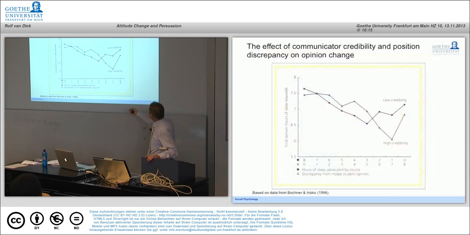You can see that both senders of the message had some impact or some effect. This was the final opinion of the students. So without any message, they would normally all say 8 hours. And you see when the sender was communicating a message that 7, 6, 5, or 4 hours of sleep would be enough, the average final opinion of the student slightly went down. And they do so irrespectively of whether it was a YMCA instructor or whether it was a Nobel Prize winner.